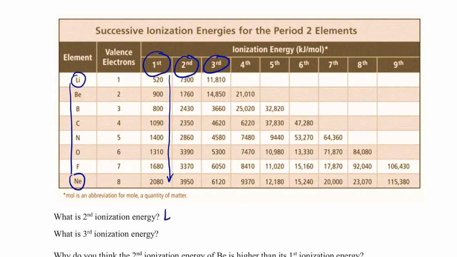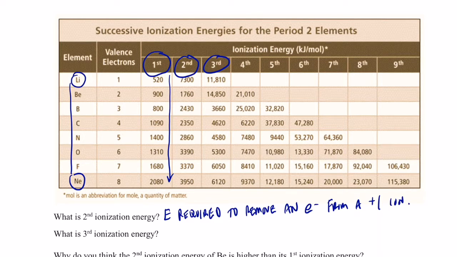If you said the energy required to remove an electron from a positive 1 ion, you would be correct. See, we've already taken one electron away. So it's no longer neutral, it's positive 1. We've taken a negative charge away. So to take a second electron away, we have to take it away from a positive 1 ion.